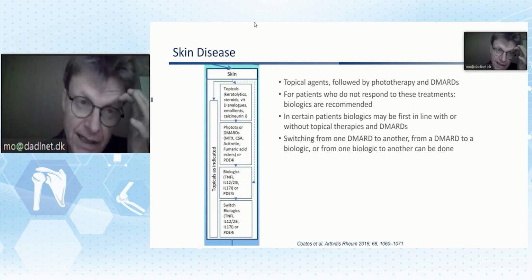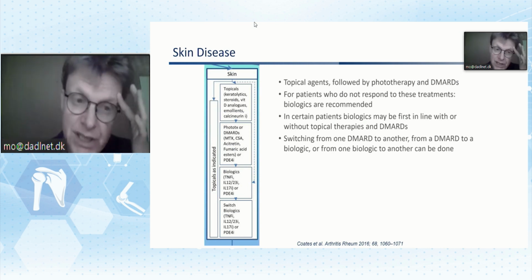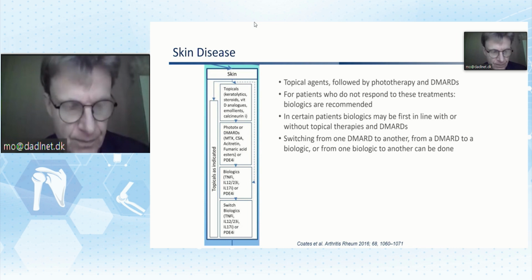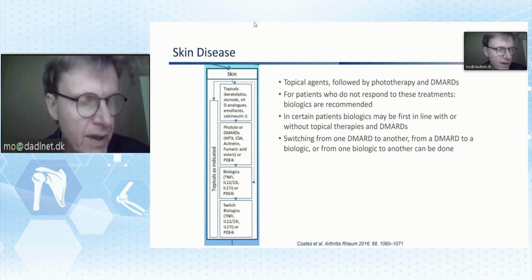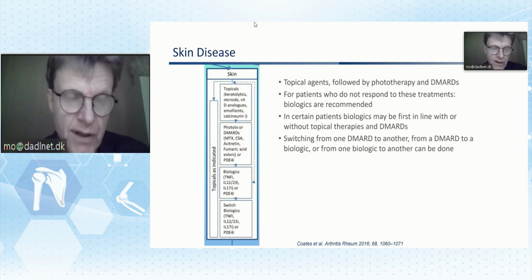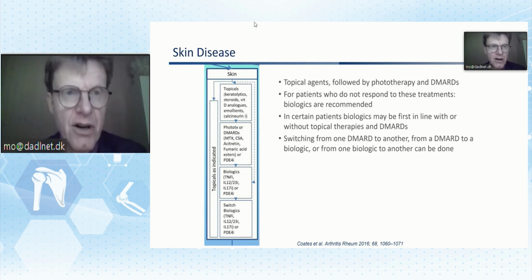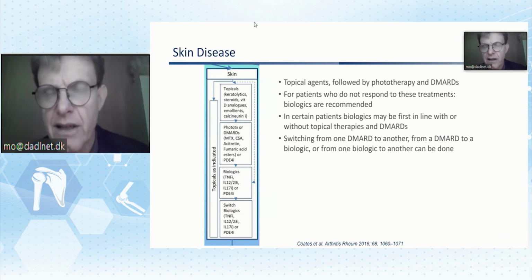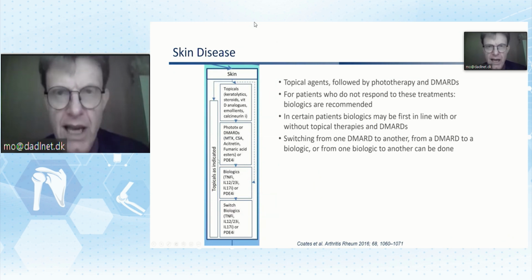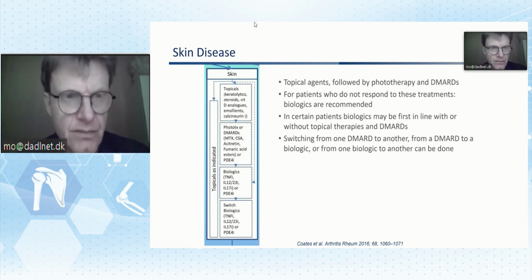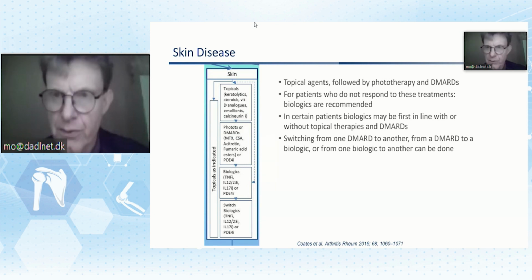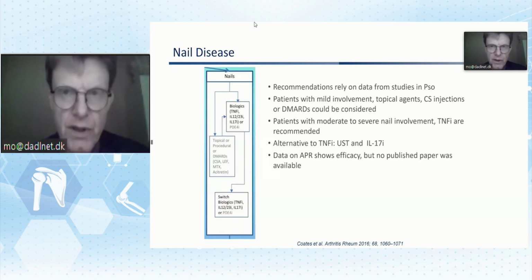Then there is the skin disease and the nail disease, which I won't go into detail with. But again, many of our patients are not having that severe skin disease or nail disease, but some do. And it's important that we know how to handle them as well. Even though it's obviously mainly the dermatologists that take care of this, it's mentioned that topical therapy and phototherapy and DMARDs are those that can be used, and that at a later stage biologics can be relevant as well. And the same with nails.